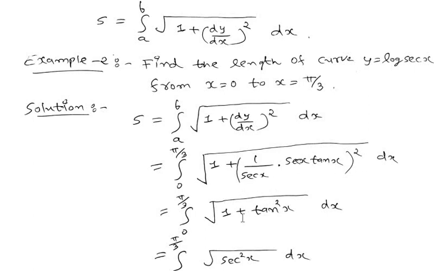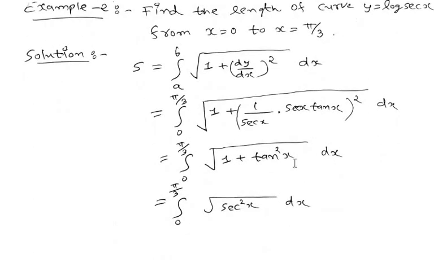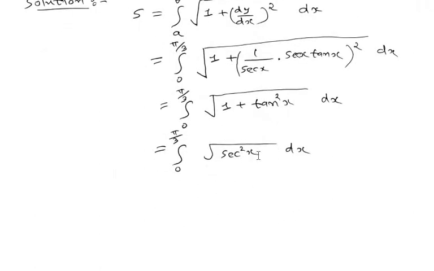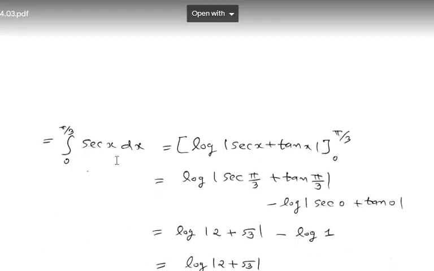So it will become the square root of 1 plus tan square x, and 1 plus tan square x is sec square x. So it will become the integration from 0 to pi by 3 of the square root of sec square x dx, and the square root of sec square x is sec x.